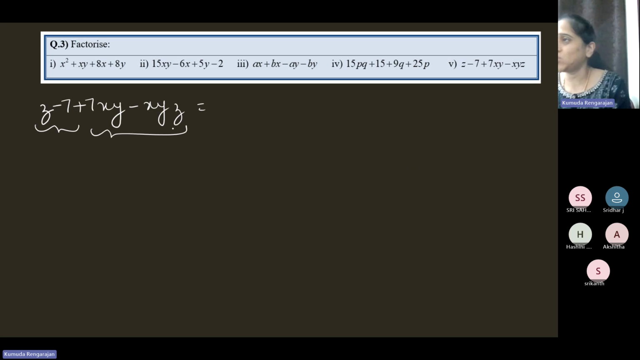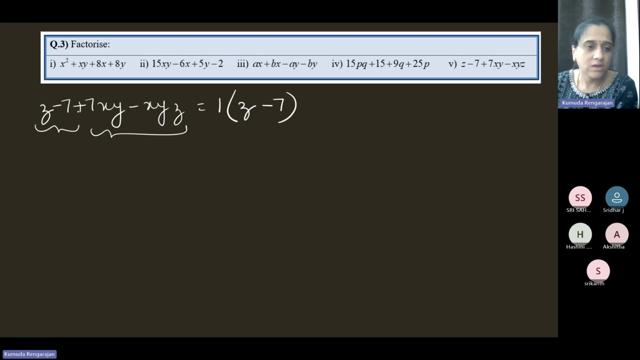First, we'll group in the same order. If it doesn't work, then we'll try to change. Now, z and 7, 1 is the HCF. So 1, open bracket. 1 into z is z, 1 into minus 7 is minus 7. For the first 2 terms, whatever sign you see here, put the same sign.